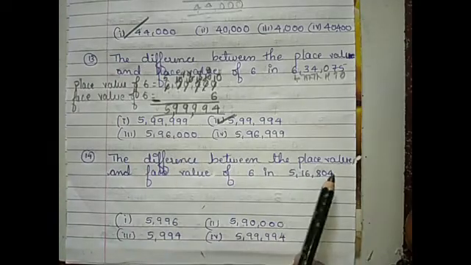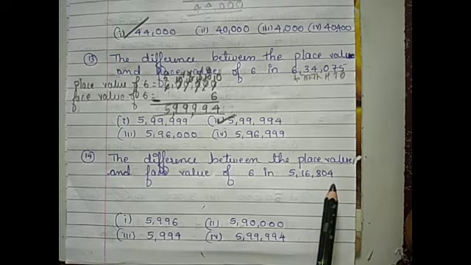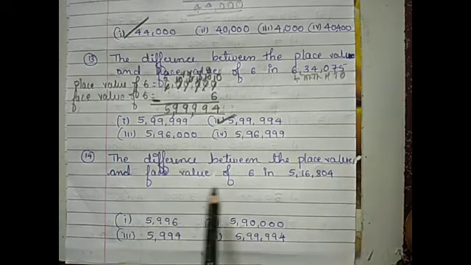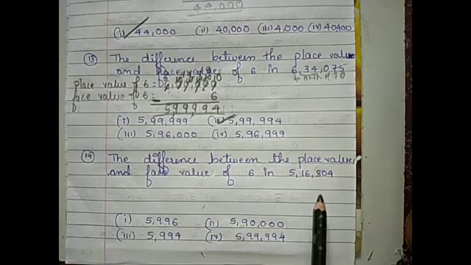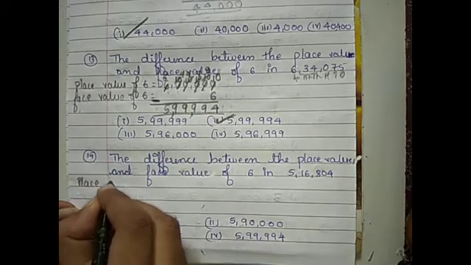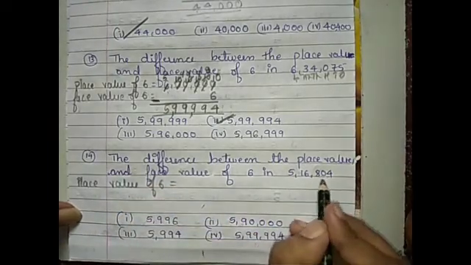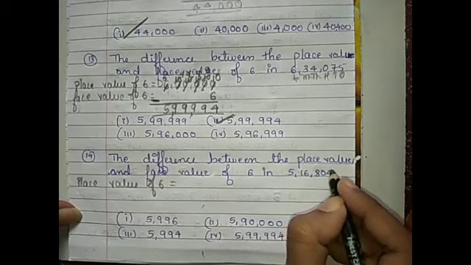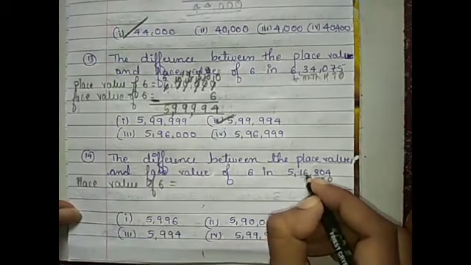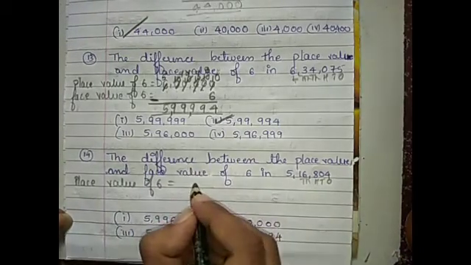14th one, the difference between the place value and face value of 6 in 5,16,804. Here also we have to find out difference between the place value and face value of 6 in 5,16,804. So first we have to find out place value of 6. So first we need to identify the position of 6. Ones, tens, 100, 1000. In this number 6 is at 1000 place. So the place value of 6 is 6000.